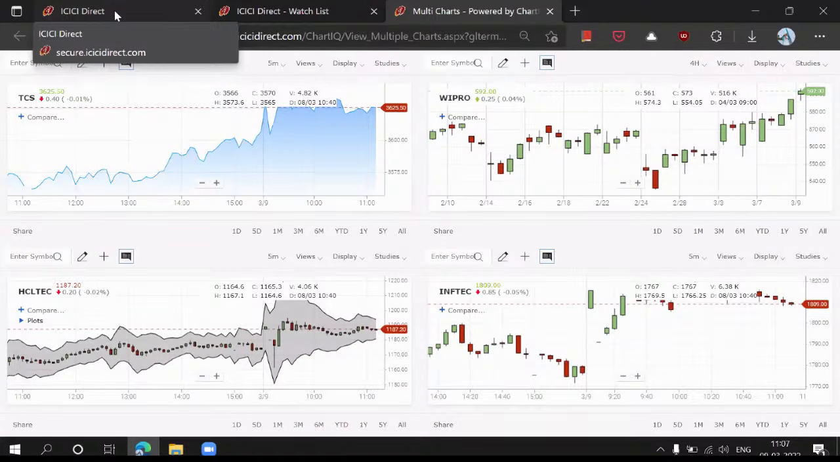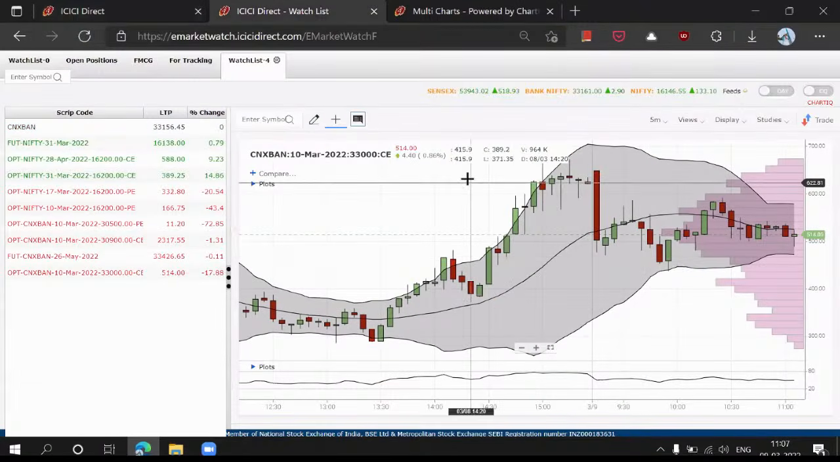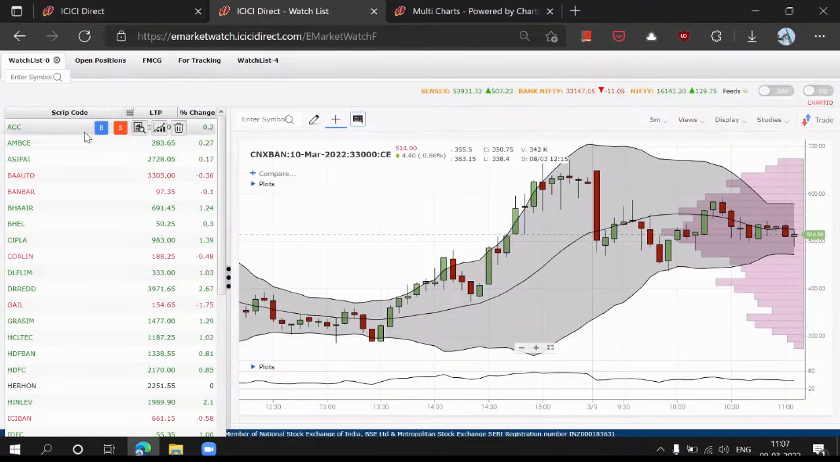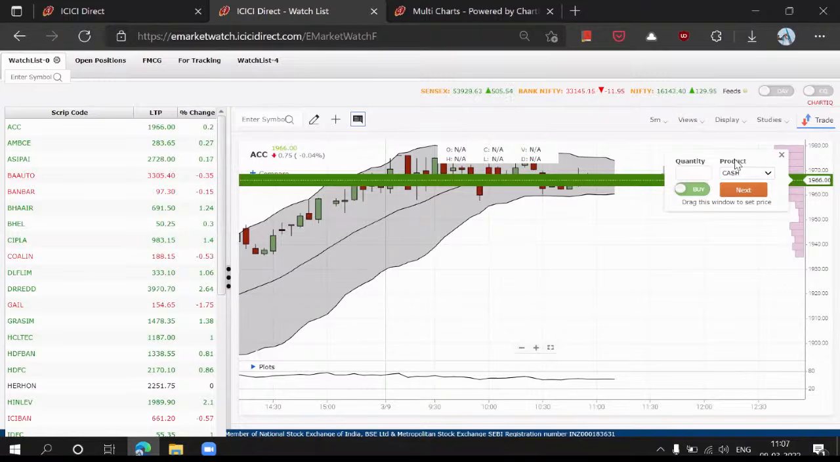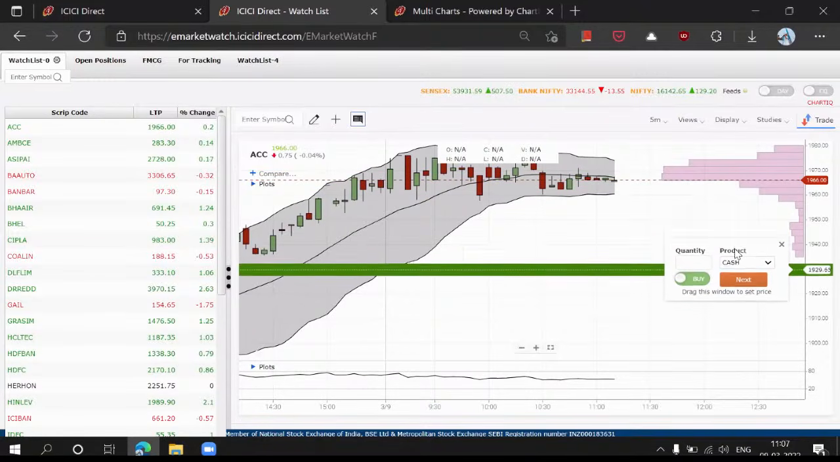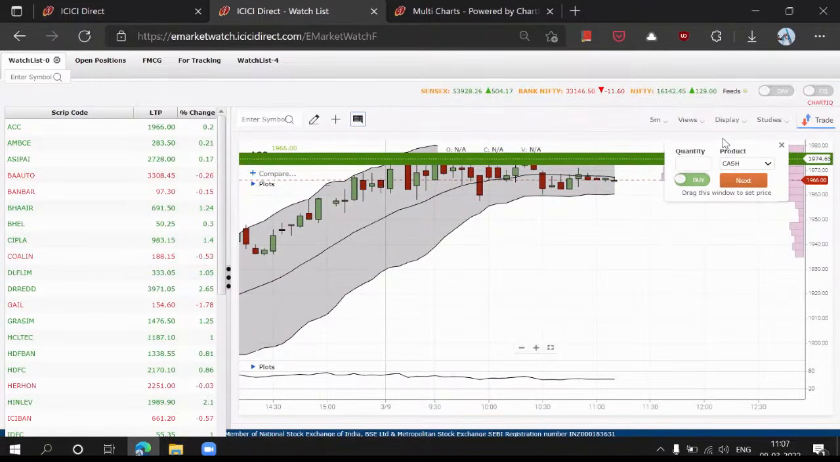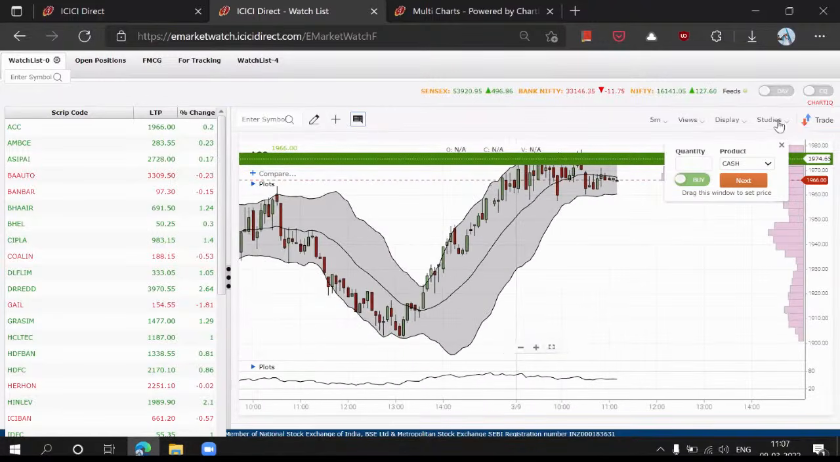The charts are available on the mobile platform also. The web platform gives a bigger screen, and hence people look at that more, but the charts are available on the mobile screen as well. That's one. You could also trade from the chart. Let's say you want to trade ACC. You can put up a price point, put the quantity, and from that price point itself, enter the quantity and it will take you to the trade window.